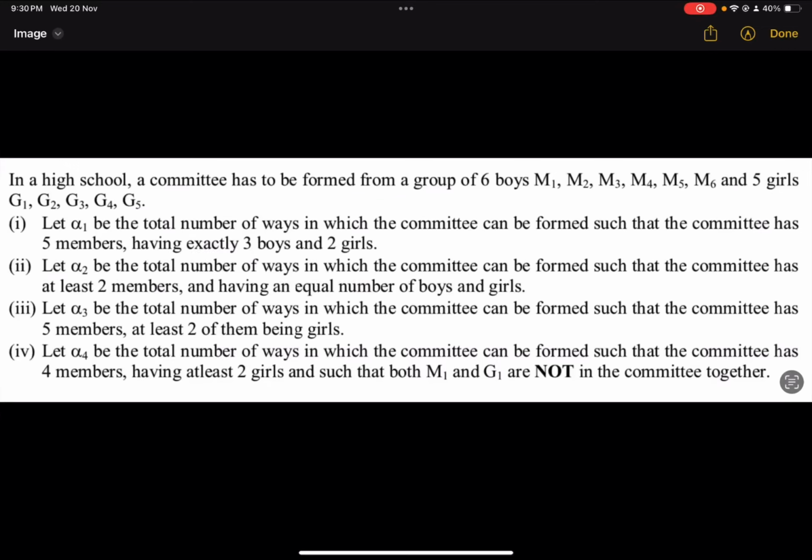Hi, this is a matching type question that appeared on JEE Advanced 2018 paper 2. This question is from permutations and combinations. Based on the given information, we have to find out alpha 1, alpha 2, alpha 3 and alpha 4. So let us go ahead and solve this question.